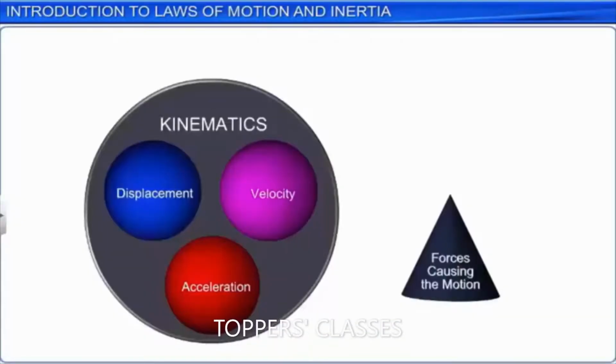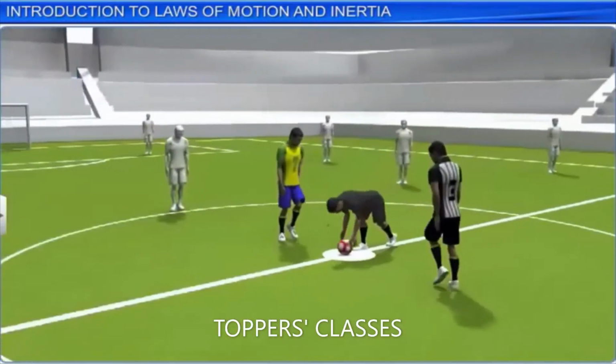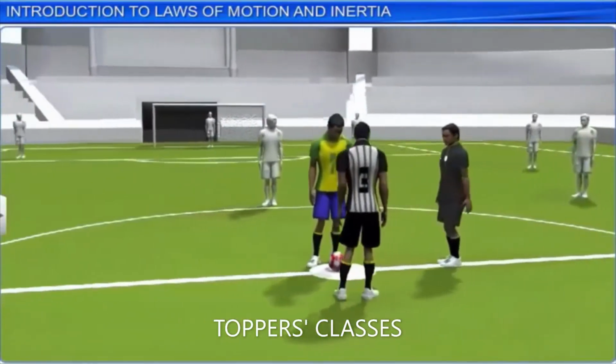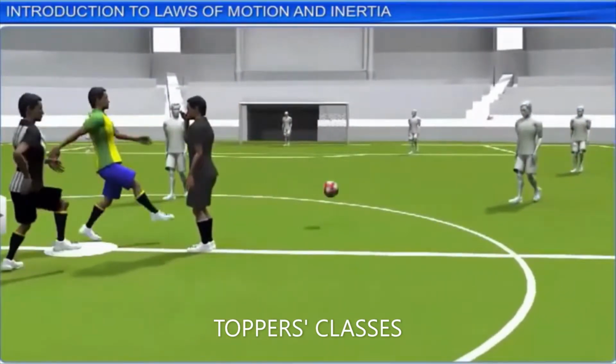In your study of kinematics, you have learned how to deal with the displacement, velocity, and acceleration of a body in motion without considering the forces responsible for the motion. However, in kinetics, you are going to study the variables of a body in motion along with the forces that are responsible for the motion. Let us take the example of the start of a football match. The football would not move until a player kicks it.